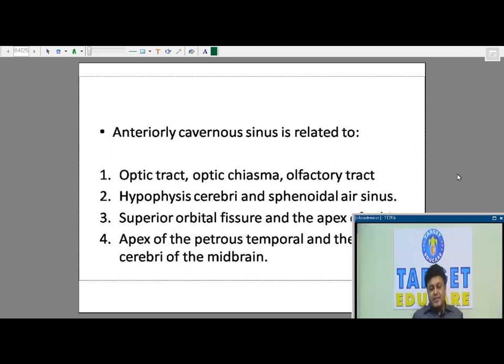Anteriorly, cavernous sinus is related to optic tract, optic chiasma, olfactory tract, hypophysis cerebri, and sphenoidal air sinus, superior orbital fissure and the contents of the orbit, and posteriorly to the apex of petrous temporal bone and the crus cerebri of midbrain.